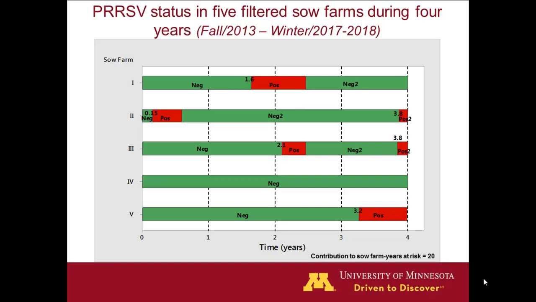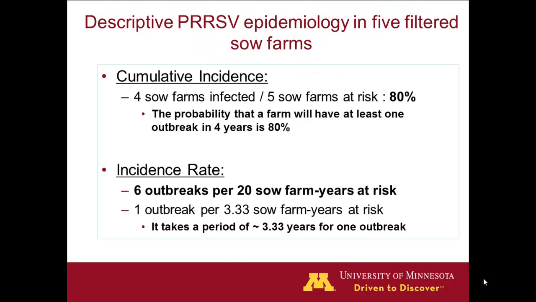As you can see in this timeline, we got 1 outbreak in 2 farms, farm 1 and 5, and also we have 2 outbreak events on farm 2 and 3. And we got 1 farm without any outbreak during that observation period. So we took this timeline and we generated some metrics. So we got the cumulative incidence based on this observation period. It was 80%.